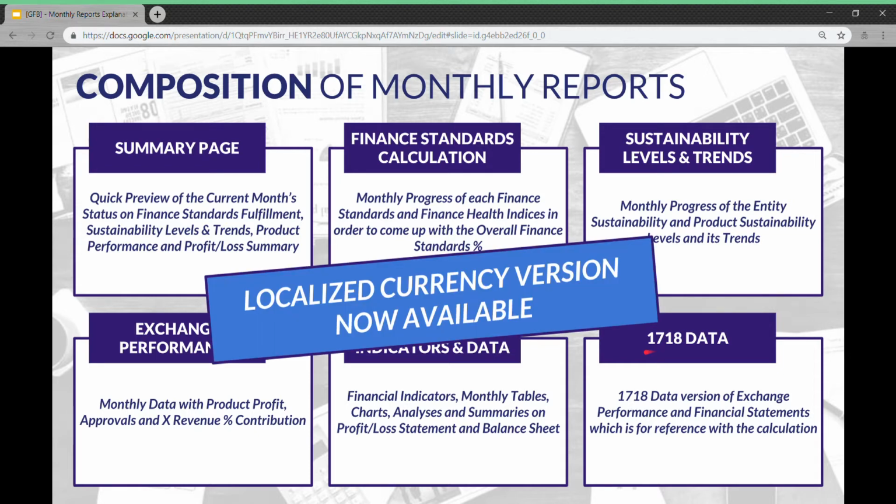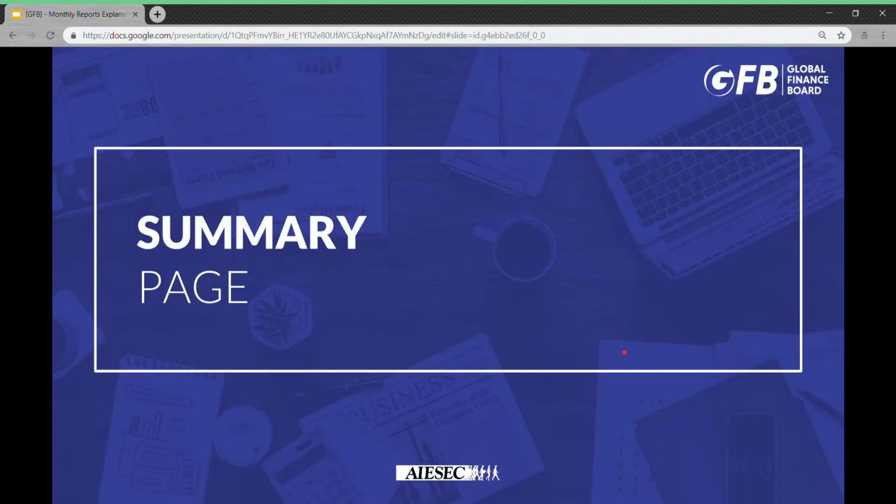And also, by the time that you're going to receive this resource and the video, you're going to be able to see the localized currency version of the reports, which will now be available. We will talk more about this one a bit later on.